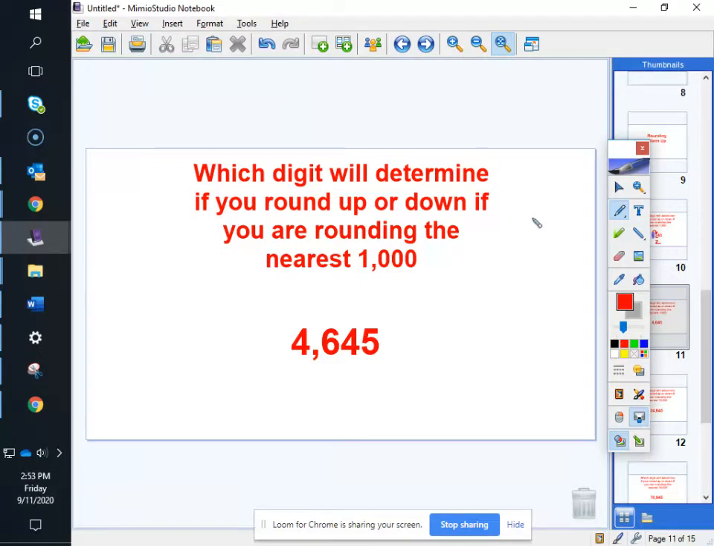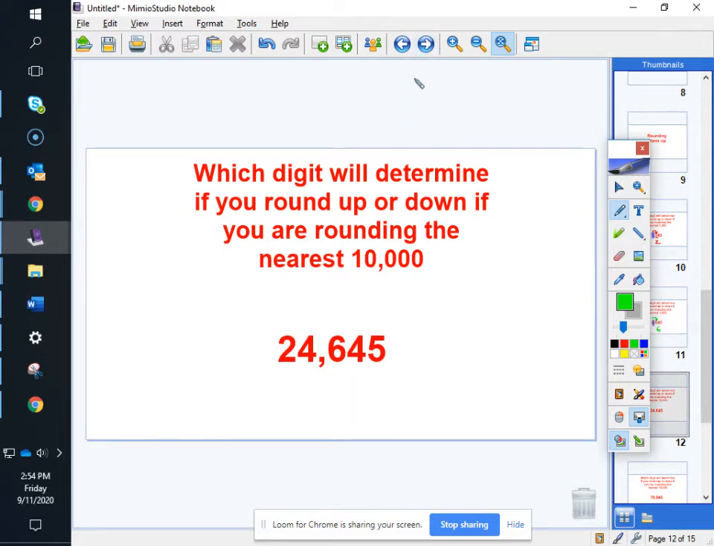Same instructions. Which digit will determine if you round up or down if you're rounding to the nearest thousand? Again, the thousands spot is here. Always look one place to the right to tell you to round up or down. So you're going to look at the 6, and you're just going to type the 6.